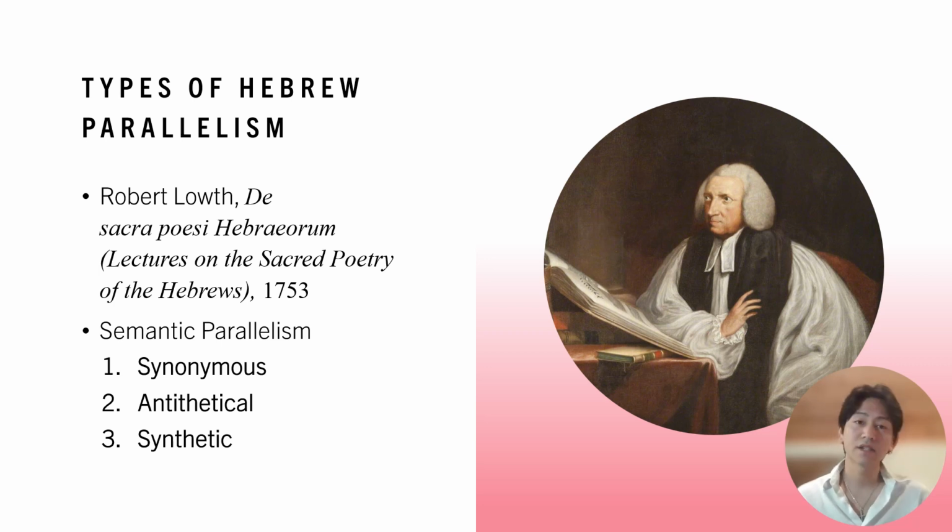The discussion and discovery of Hebrew poetry and parallelism is nothing new. In fact, it goes back centuries. Robert Lowth is commonly identified as the first person who identified the importance of Hebrew parallelism. In his book, Lectures on the Sacred Poetry of the Hebrews, he identified 3 types of poetic parallelism. These I would like to specifically call semantic parallelism because what he notes is the repetition of the semantics, that is, the meaning of words. The first one is called synonymous parallelism, second, antithetical parallelism, and third, synthetic parallelism.